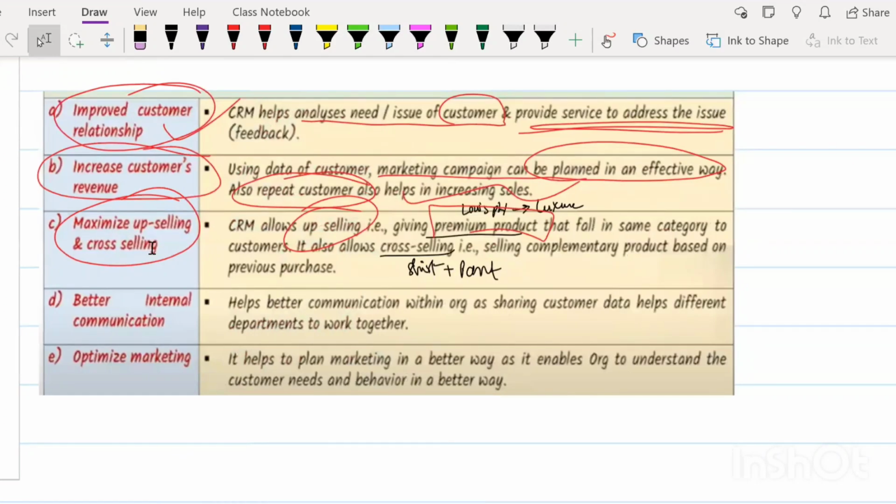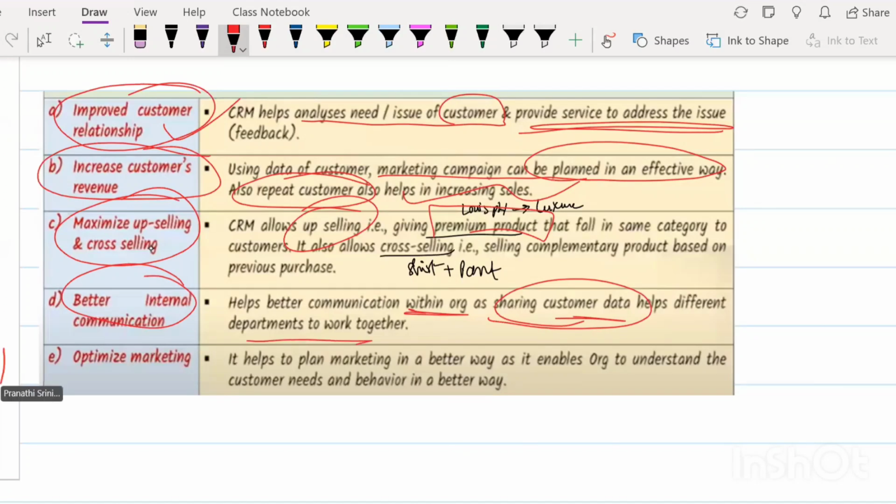Next is better internal communication. Since you have a specific module created for customer relationship management, within the organization it helps you share the customer data from one department to the other, so that the other department also knows how to work in their own department. Correct? Yes. And the final one is optimize marketing.